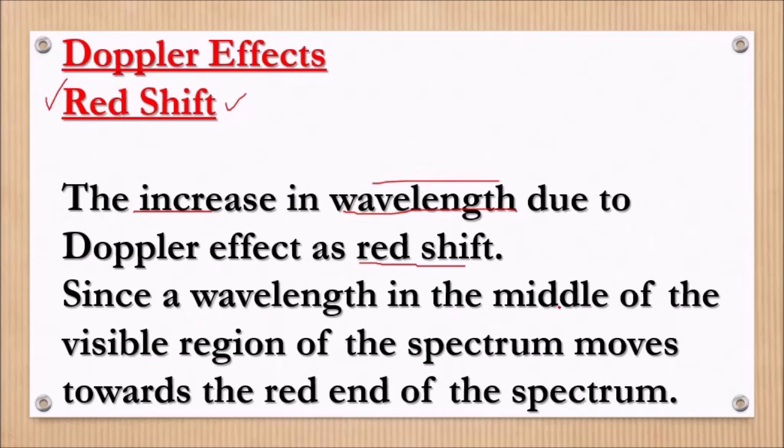A wavelength in the middle of the visible region of the spectrum, since a spectrum has visible and invisible regions. There are two types of invisible region of the spectrum, ultraviolet and infrared. The wavelength moves towards the red end of the spectrum. Hope that there is no problem understanding red shift. Let's develop the class.